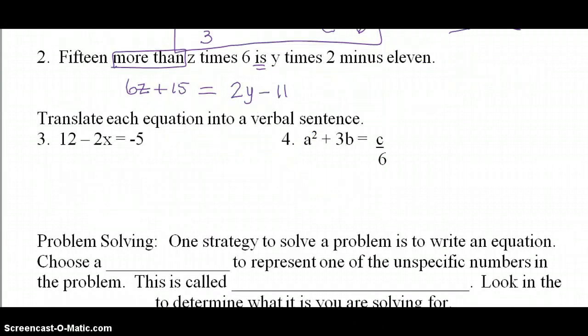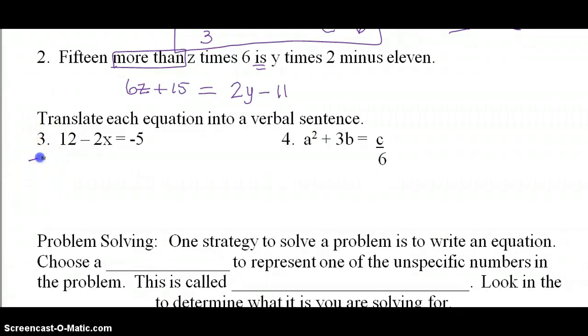All right. Translate each equation into a verbal sentence. All right, you and I might read this and write this, there's 27 of you all. We might write it 27 different ways. 12 minus 2x equals negative 5. That's how we typically read this problem. But that's not a normal way of encountering word problems.